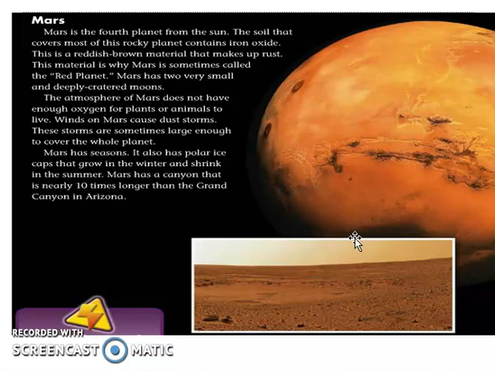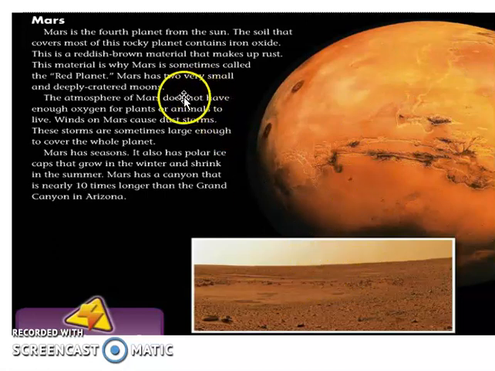Okay, probably not, because plants need a fertile soil to grow, and they do not need rust to grow. So iron oxide is just like a rust. So imagine this planet is covered with rust. Okay? This is a reddish brown material that makes up rust, as I mentioned. That's why the color of this one is kind of red. Okay? Some scientists call this planet a red planet because of the red soil.